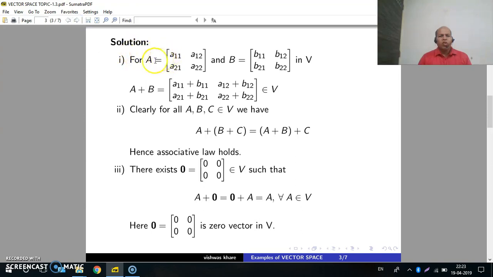To show this, we'll show all the 10 properties of vector space are satisfied. First, for A equal to A11, A12, A21, A22 and B equal to B11, B12, B21 and B22 in V, we have A plus B equal to A11 plus B11, A12 plus B12, A21 plus B21, A22 plus B22. That is a 2 cross 2 real matrix, so it belongs to V.